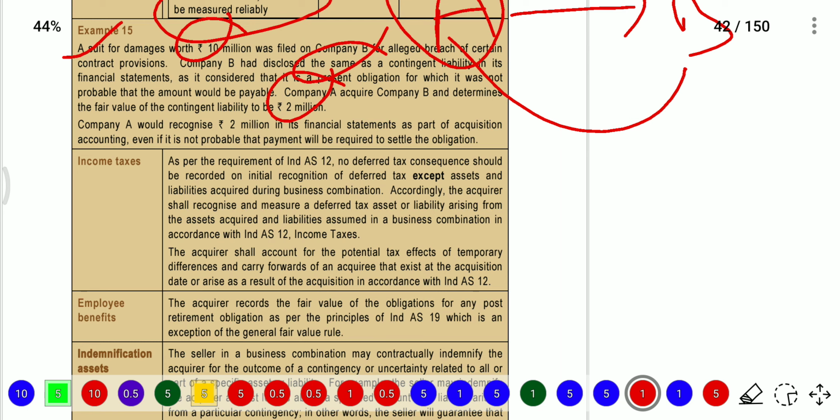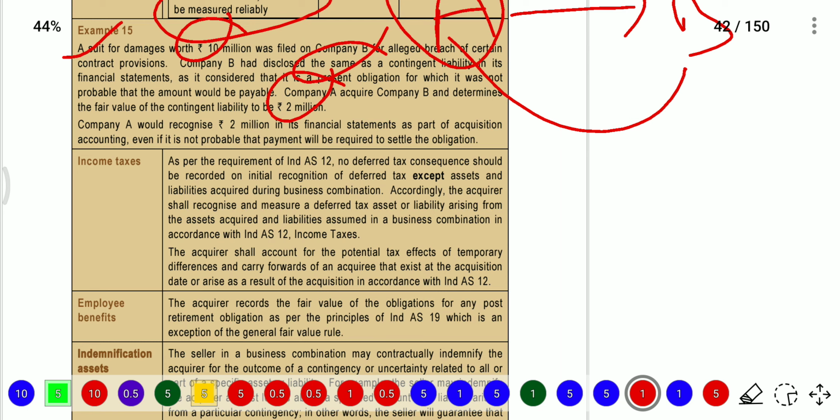Here we should see some exceptions: both recognition and measurement exceptions, and one measurement exception. For both recognition and measurement exceptions we have 4 items: income tax, employee benefits, indemnification assets, and leases in which the acquiree is the lessee. For that we need to follow the respective standards.